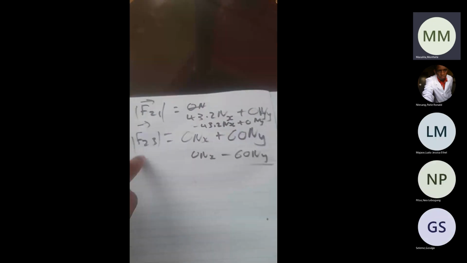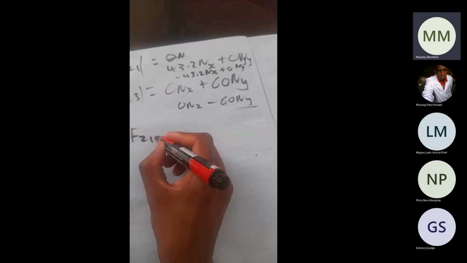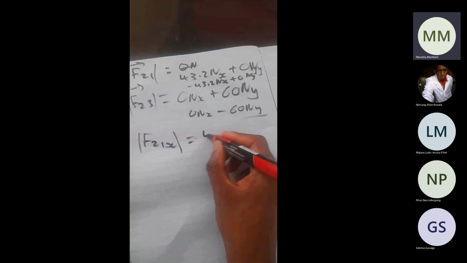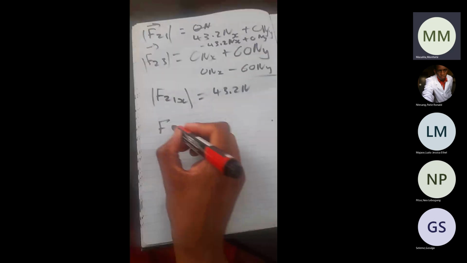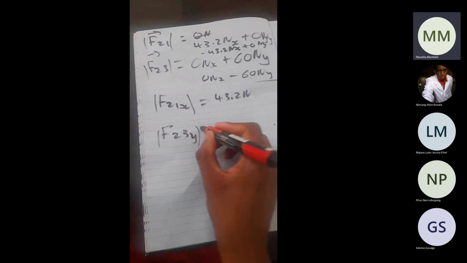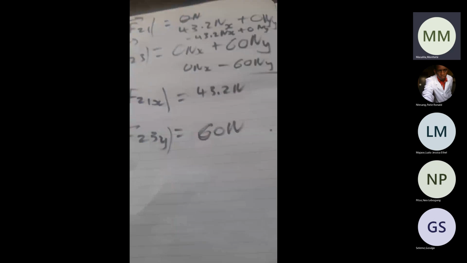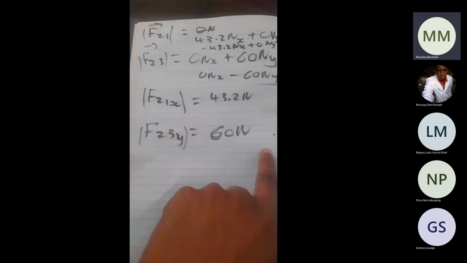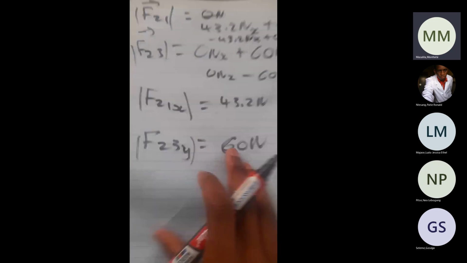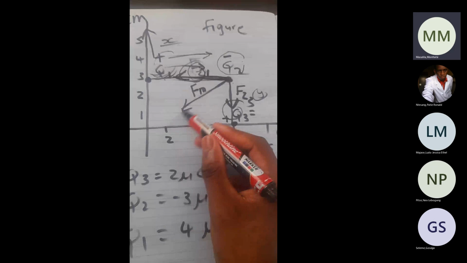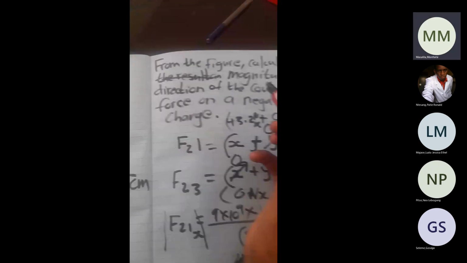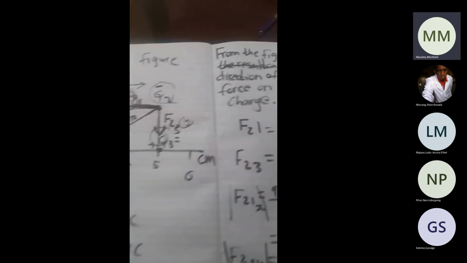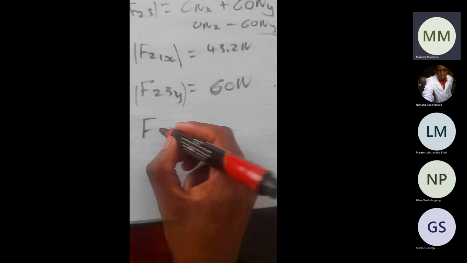Because we put it as a magnitude of F23, it is even 43.2 newtons, and the magnitude of F23 Y is even 60 newtons. So we don't care about the Y when it says the X, and we don't care about the X when it says the Y. Now for the force magnitude, because the question says you calculate the magnitude.